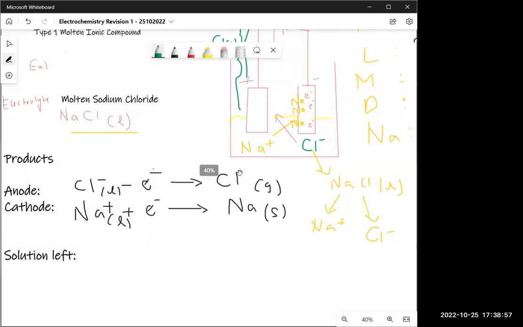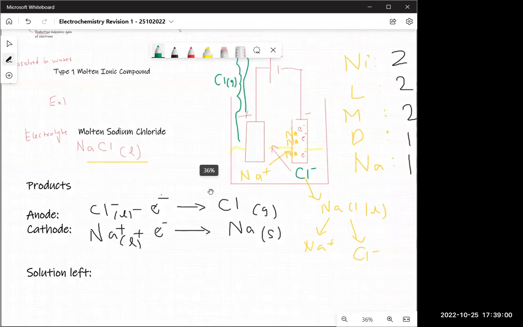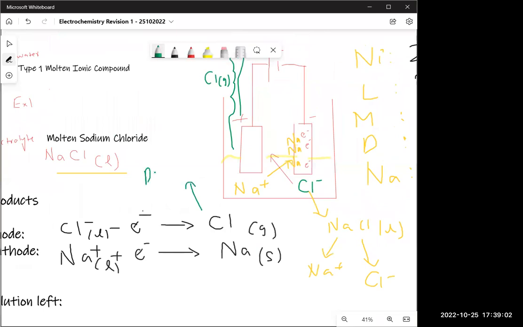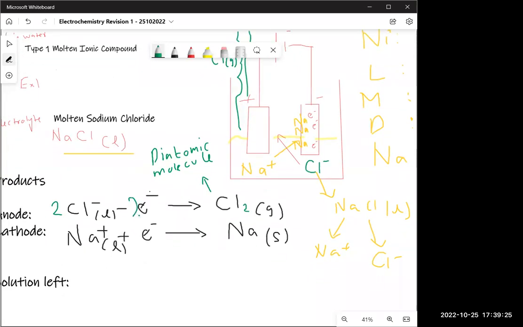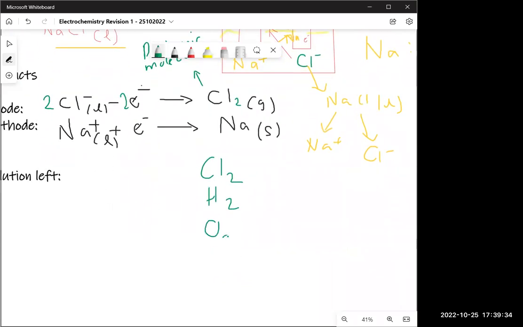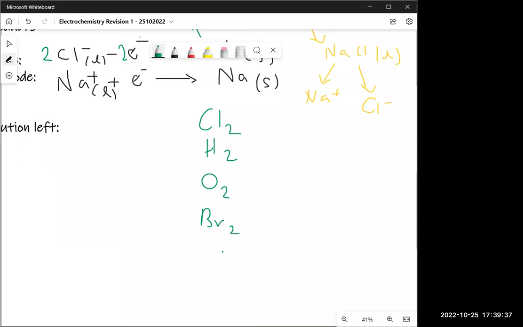Now, one thing is Cl is actually a diatomic molecule. What is the meaning of diatomic? Niranjana, can you tell me? Diatomic means that you'll always have two of them, two atoms. Therefore, I'll have 2 Cl minus losing 2 electrons to become Cl2. You don't have Cl, never. It's always Cl2. For hydrogen, it's always H2. For oxygen, it's always O2. For bromine, it's also Br2.